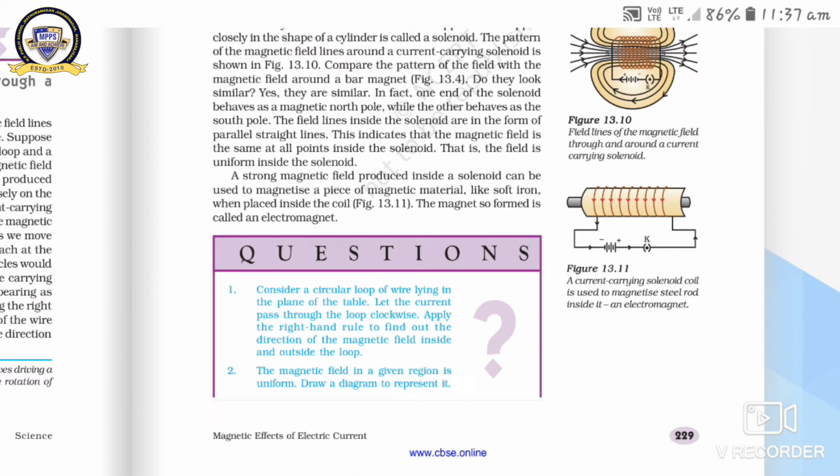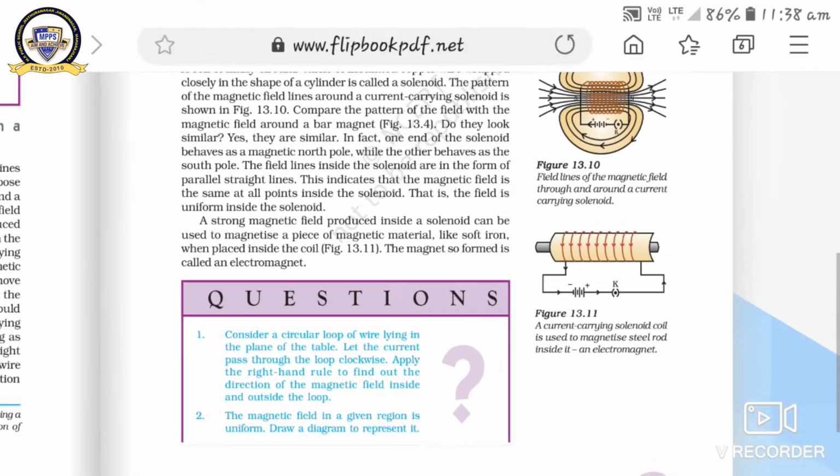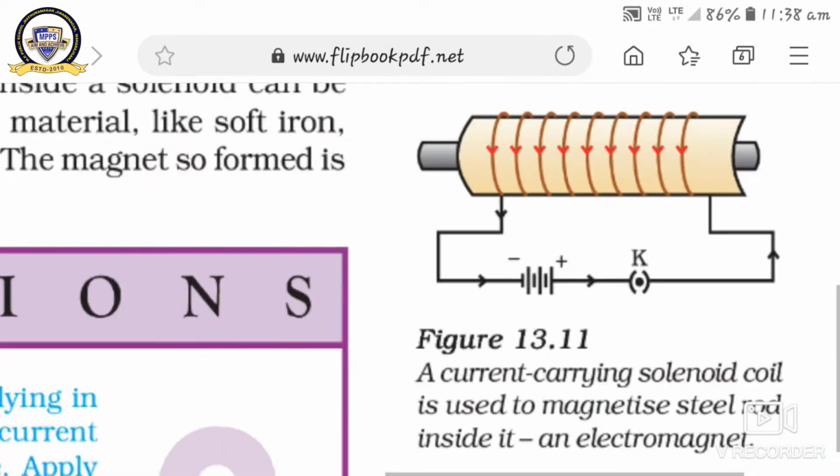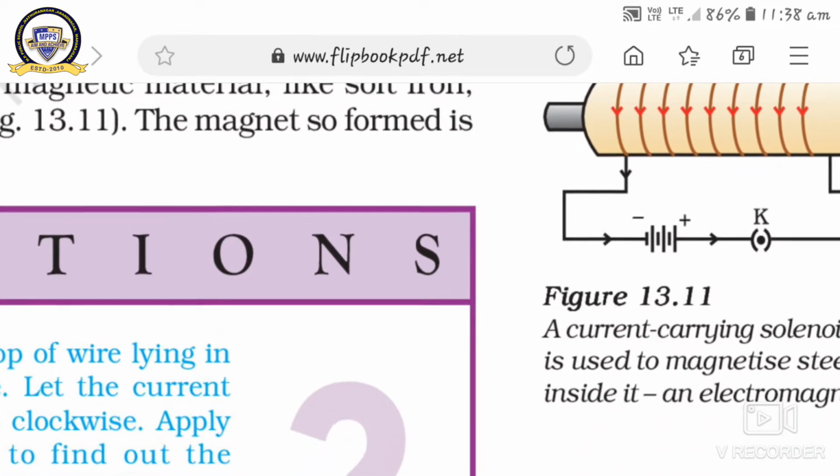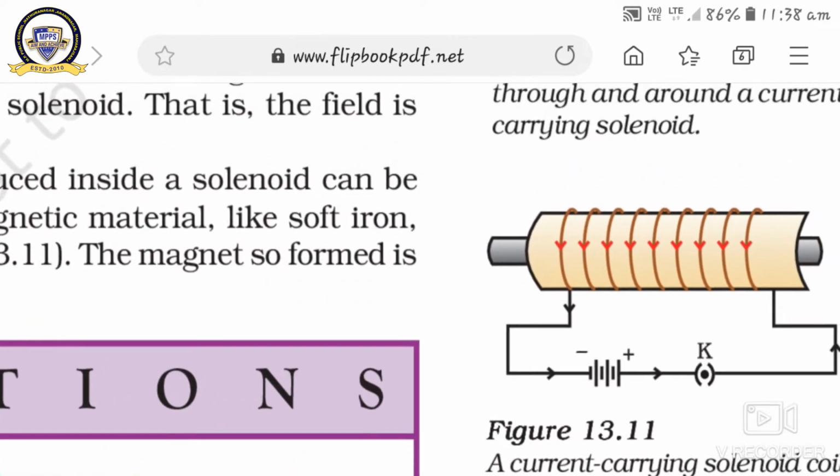A strong magnetic field produced inside a solenoid can be used to magnetize a piece of magnetic material like soft iron when placed inside the coil. The magnet so formed is called an electromagnet. It means the given current carrying solenoid behaves like an electromagnet. Got it? So, dear students, come to the questions.